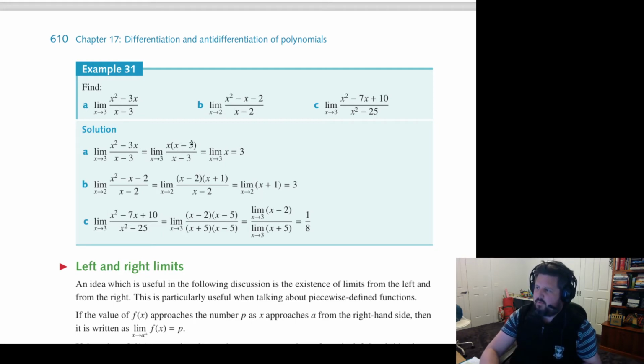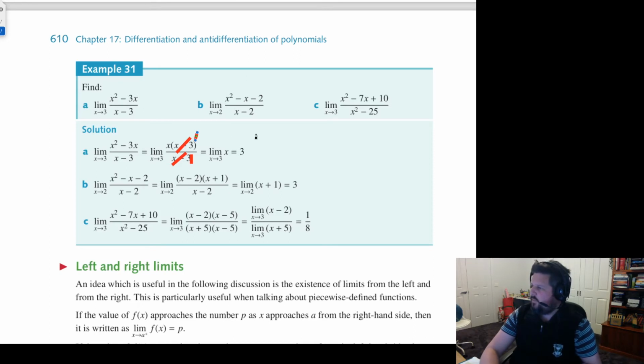x take away 3 fits into itself once, and x take away 3 fits into itself once on the top line. So that just leaves you with x. So we're finding the limit as x approaches 3 of x. Substituting that in there, it's going to be 3.